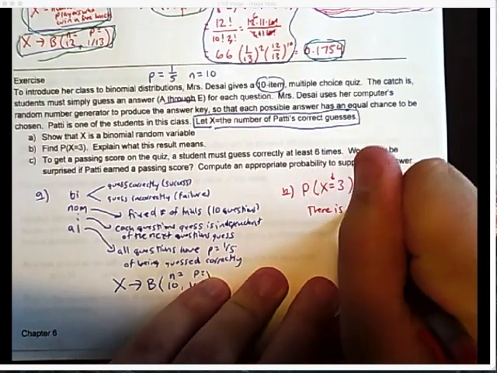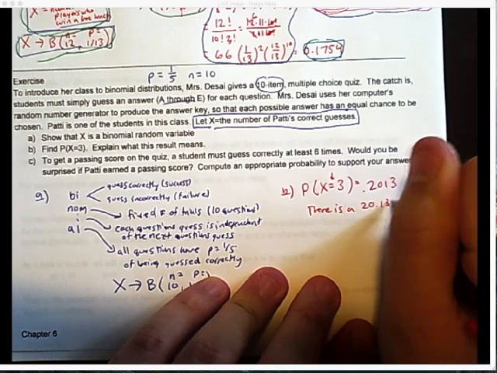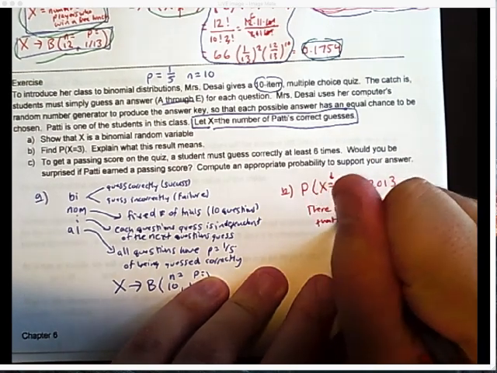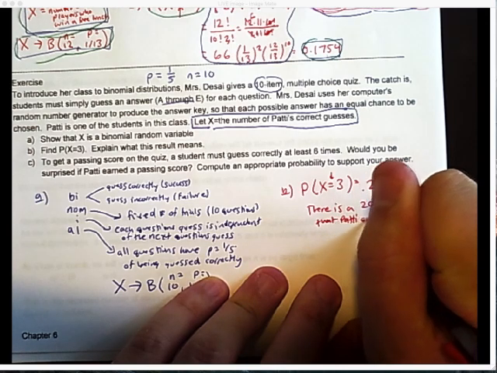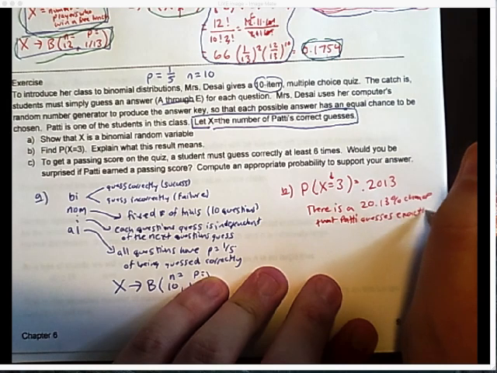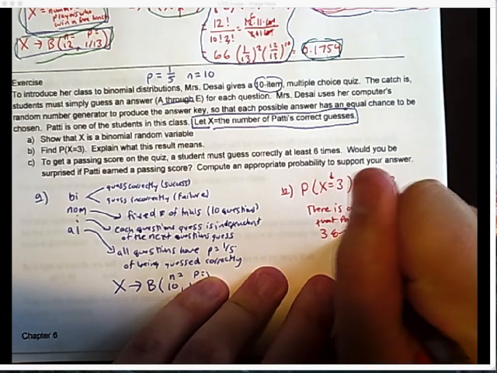There is a 20.13% chance that Patty guesses exactly 3 questions correctly.